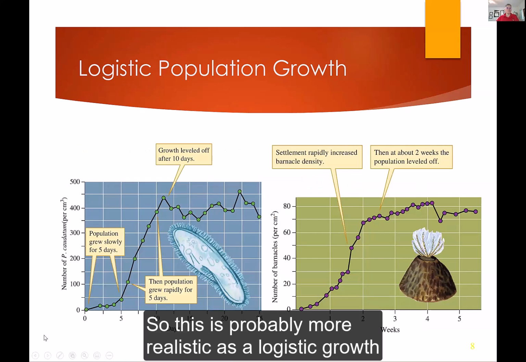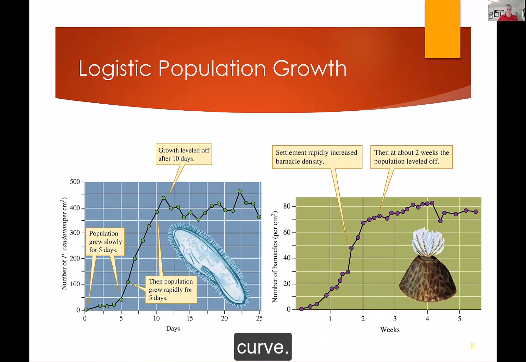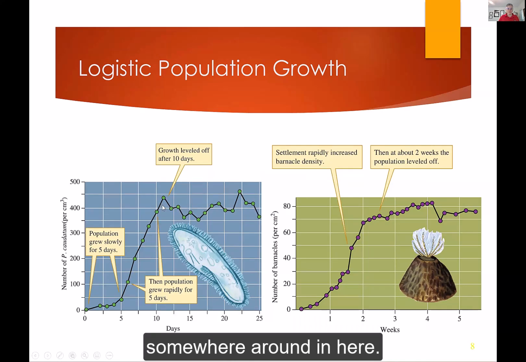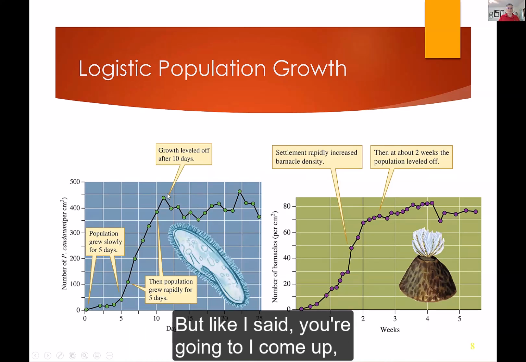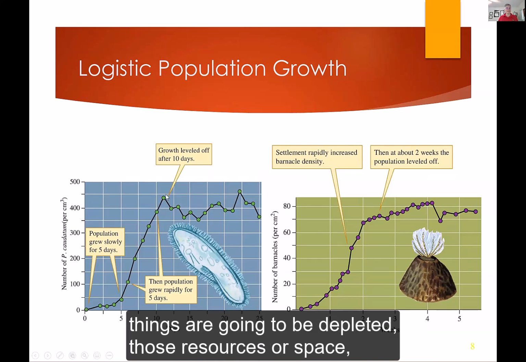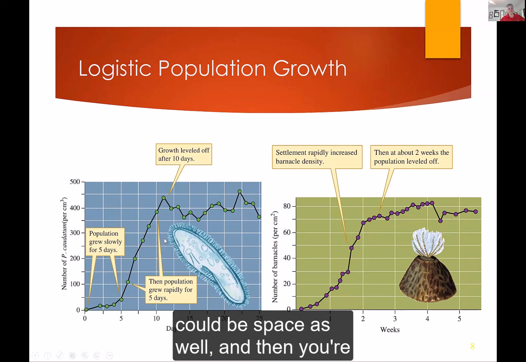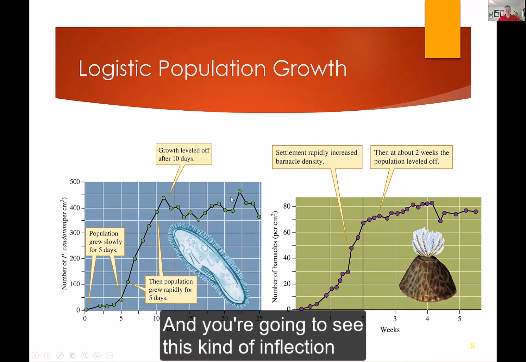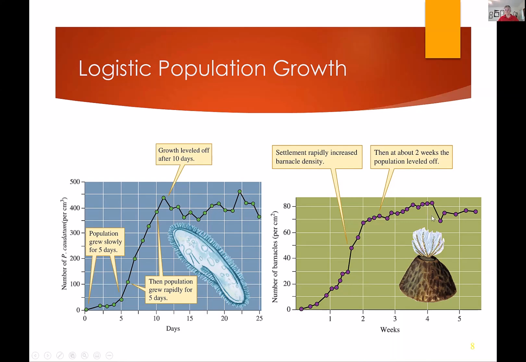So this is probably more realistic as a logistic growth curve, right? We see increased rapid growth, and then K is probably somewhere around in here. But like I said, you're going to come up, things are going to be depleted, those resources, or space, right? Could be space as well. And then you're going to have things kind of go down and then kind of come up, and you're going to see this kind of inflection, right, over a period of time.